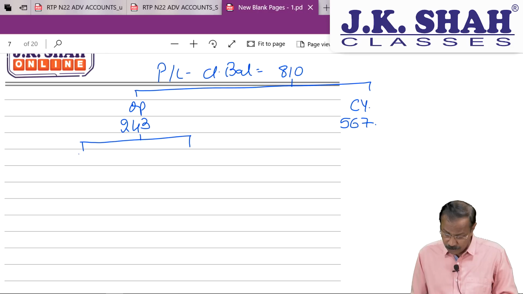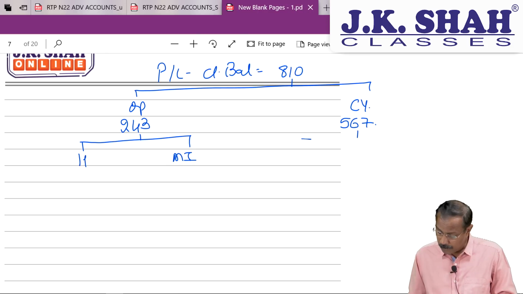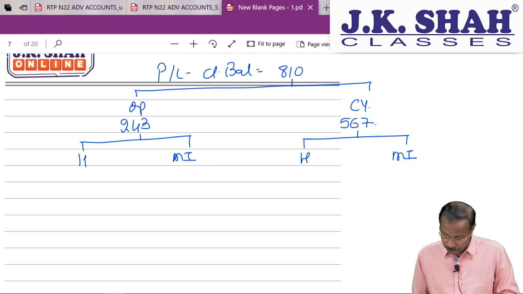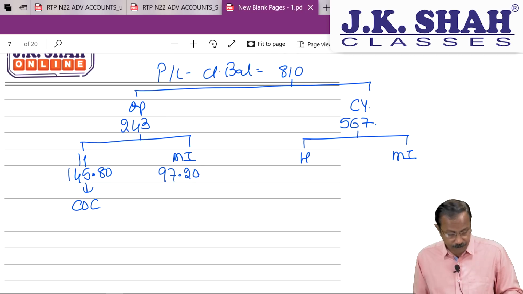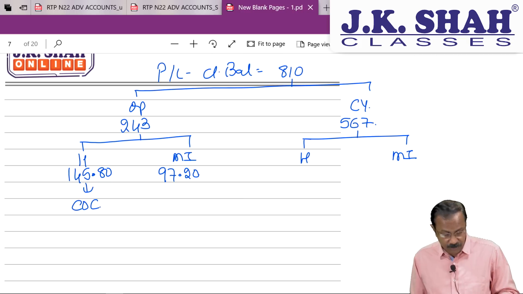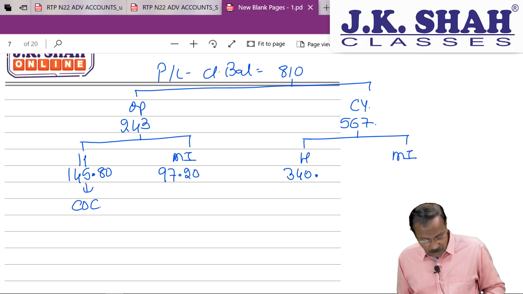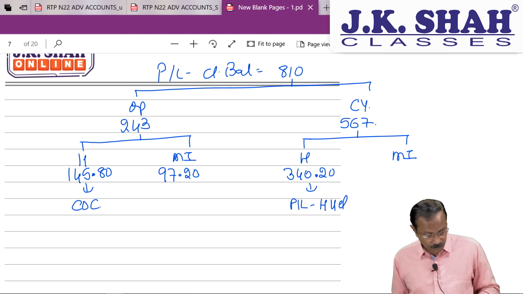This you divided into holding MI. This also goes between holding MI. 60, 40. So this is 145.8, which will go to my COC. 97.2. 567 into 60%. 340.2. This will go to the P&L of H Limited. And 226.8 goes to minority.